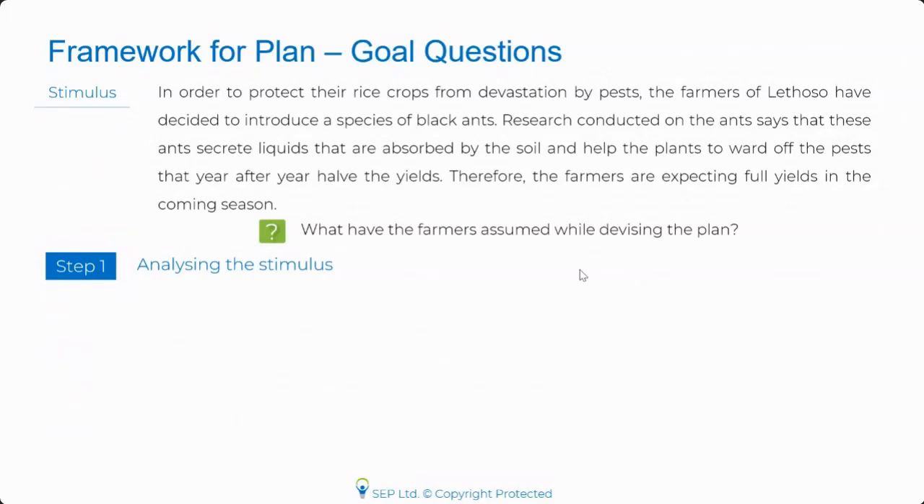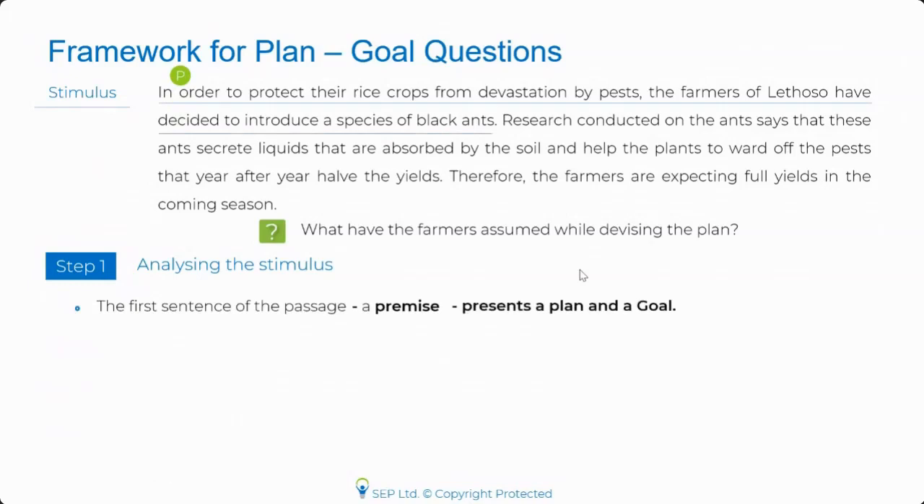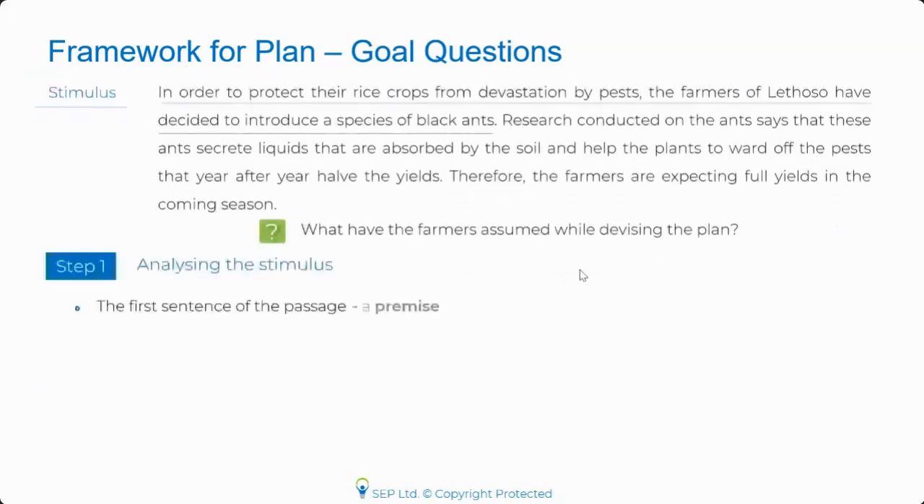In order to, now the moment you read this "in order to", what you should try to understand is, okay, clearly here we are going to talk about some motive, some goal. In order to protect their rice crops from devastation by pests, so with the motive of protecting the rice crops from being destroyed by pests, the farmers of Lethoso, so we have the farmers of Lethoso who are trying to protect their rice crops, they have decided to introduce a species of black ants. So the first sentence is a premise, okay, and it presents a plan and a goal.